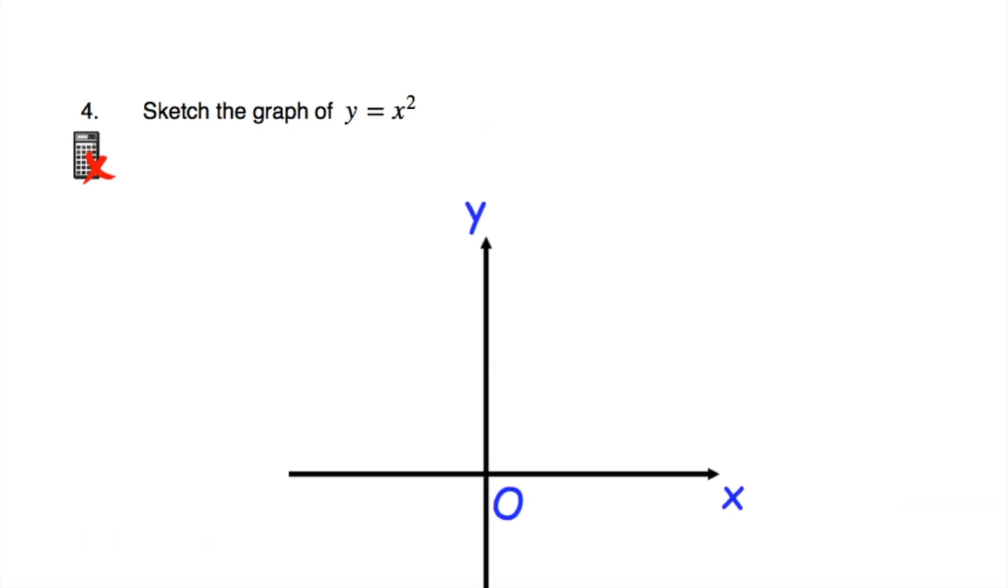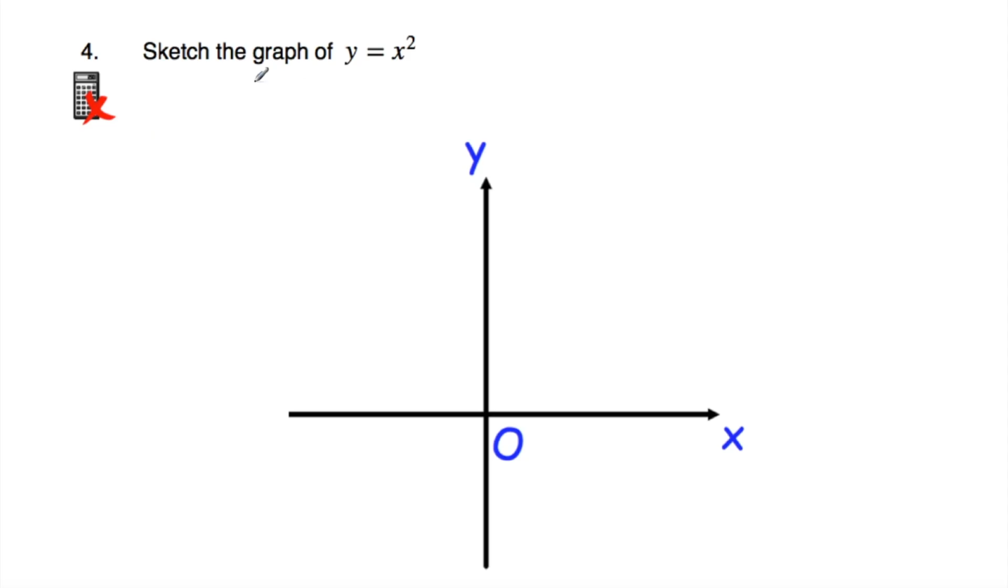Okay, let's look at our next question, question number 4. We've been asked to sketch the graph of y equals x squared. So that's a quadratic, and it's a positive quadratic, so it's going to be a u-shaped parabola. And it's just y equals x squared, so it's going to pass through the origin. So it's going to look something like this. And that's my sketch of y equals x squared. So it's that u-shaped parabola that passes through the origin. And that's the best I can do here on the computer.